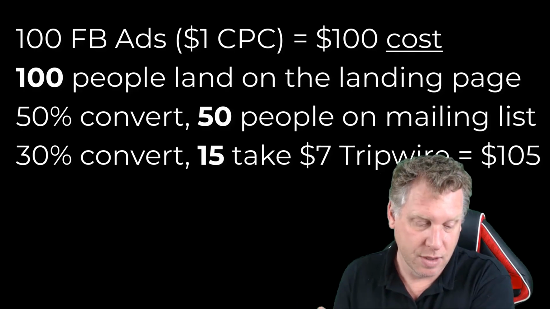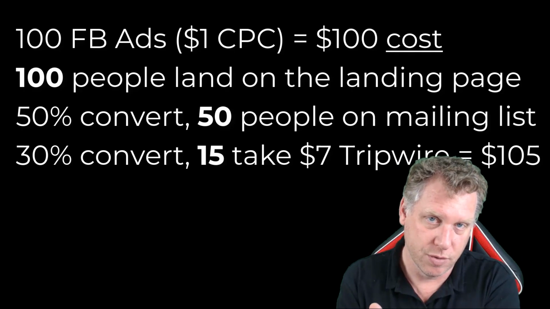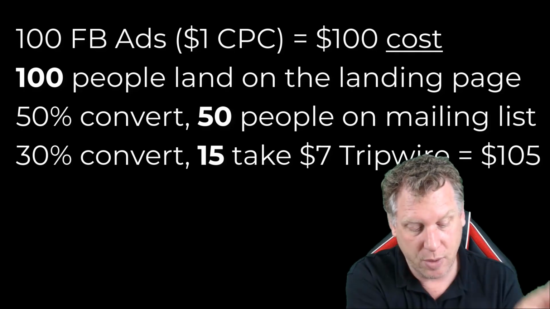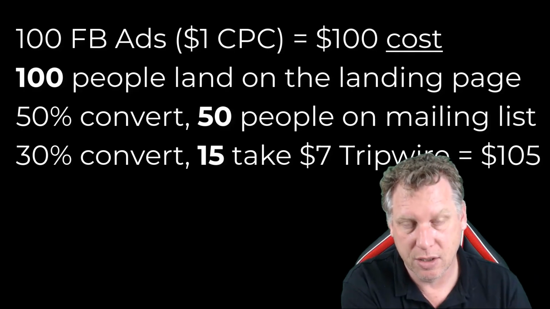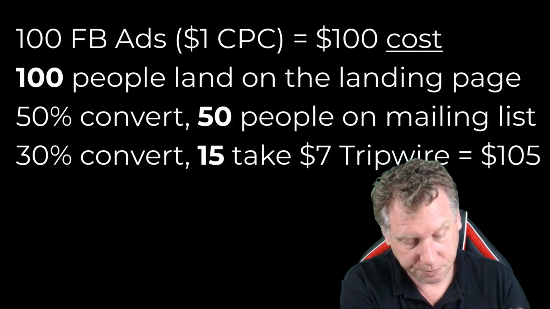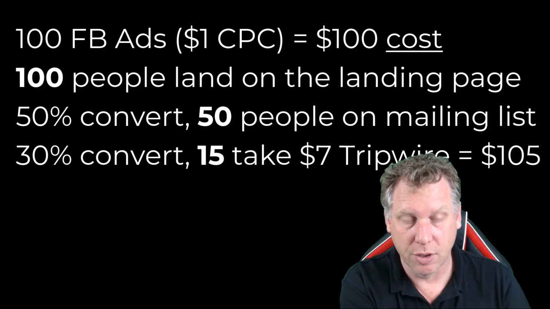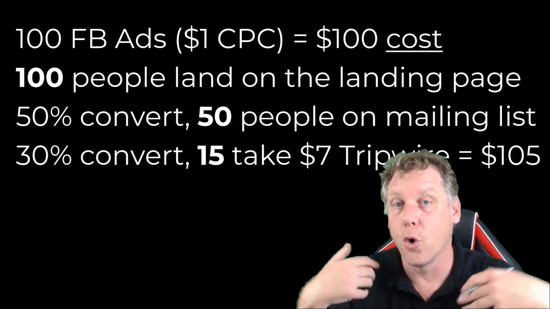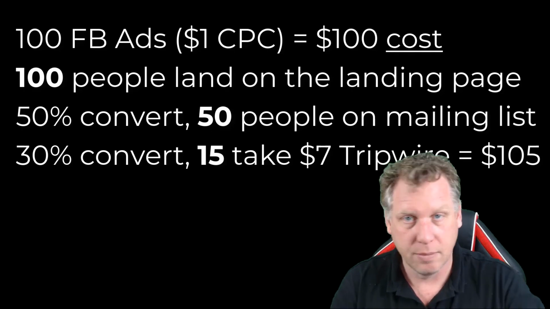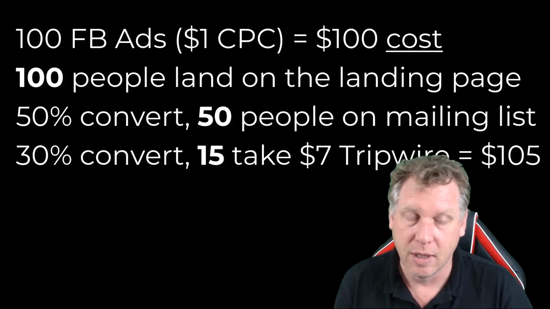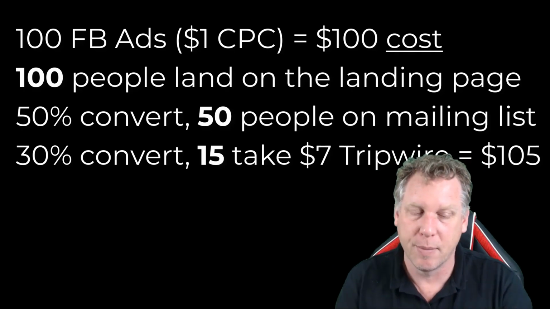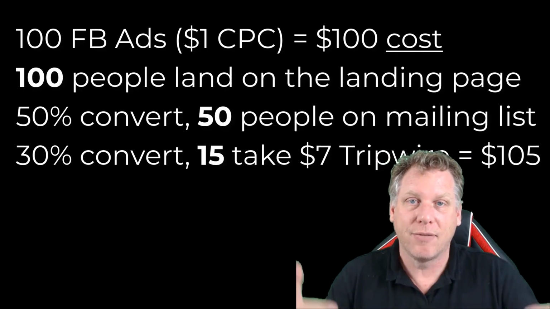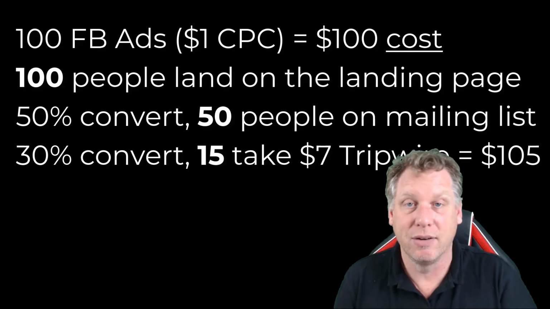For our 100 ads, we took 50 through the first conversion rate for our lead magnet, which was free, mega targeted. We then offered them a tripwire of just 30% conversion, 15 people, for $7. $7 times 15, $105. We've covered our advertising costs before we even try and sell them anything. Before we even try and get into our lifetime value. It's part of the lifetime value, but you get my meaning. We've covered the advertising costs already, and now we're at the starting point, having lost no money, actually gained $5.